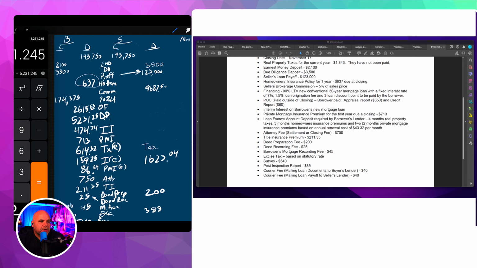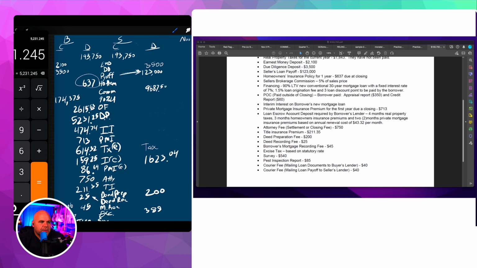Private mortgage insurance premium for the first year due at closing. That's just a case of the lenders telling the attorney, this is what I want you to do. Collect $713 from the buyer. So stick that $713 on the buyer's side as a debit.